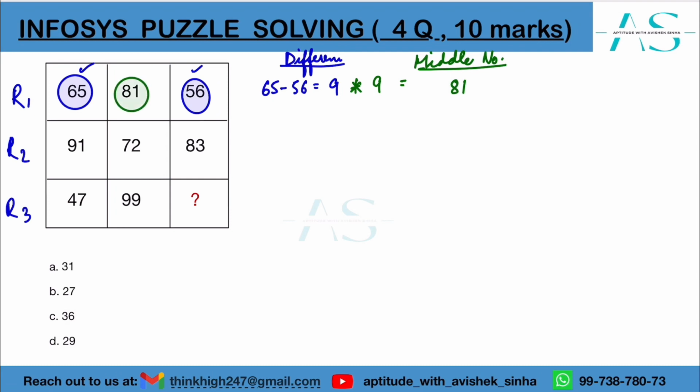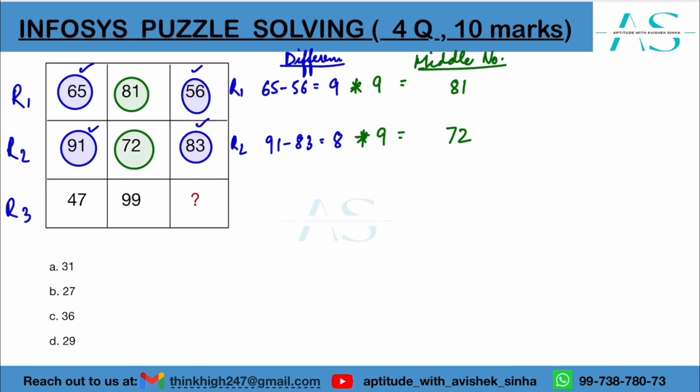Let's repeat the pattern for row 2. 91 and 83. Take their difference. 8. Take 9 times of 8. Similarly, as we have taken previously, this could be 9 times. 8 into 9 is 72. Do we have 72? Yes.